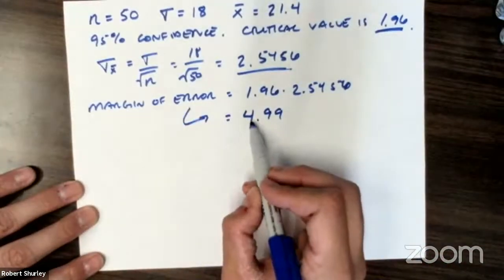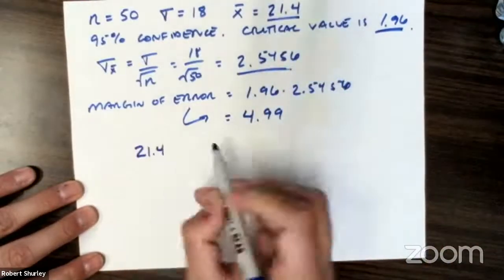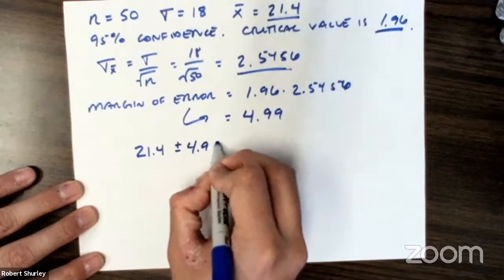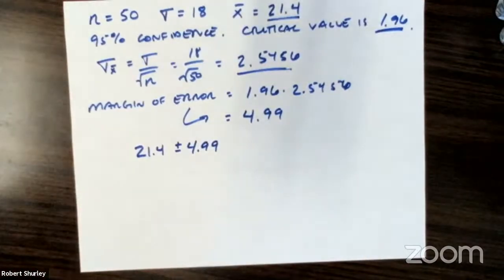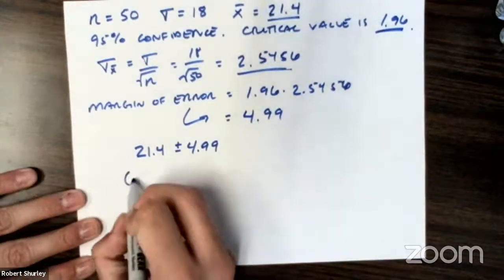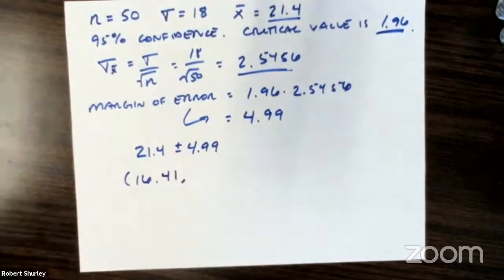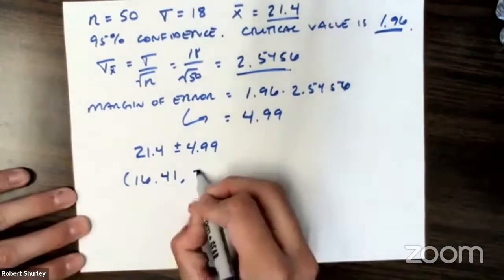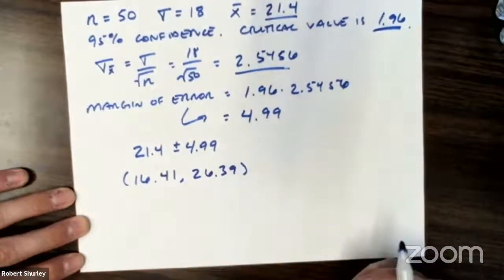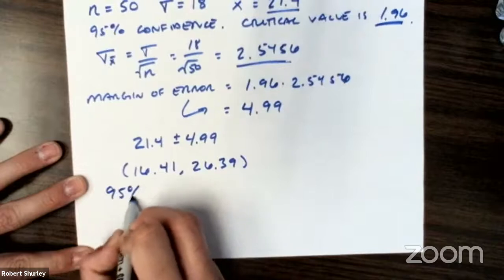So that means I've got to add and subtract that to my X bar, right? So it's going to be 21.4 plus or minus 4.99. Minus is going to be 16.41. You can tell this is not real world data, or it wouldn't be that low. I add it, 21.4 plus 4.99, I get 26.39.